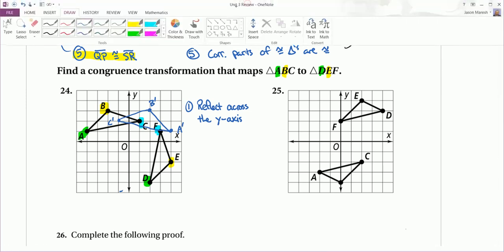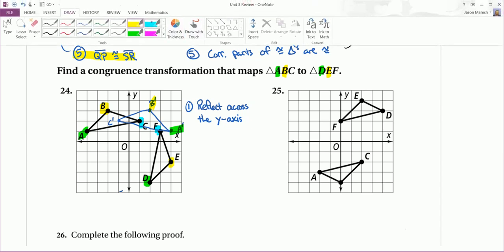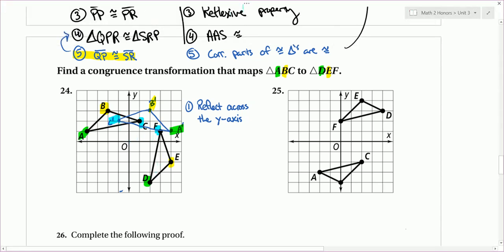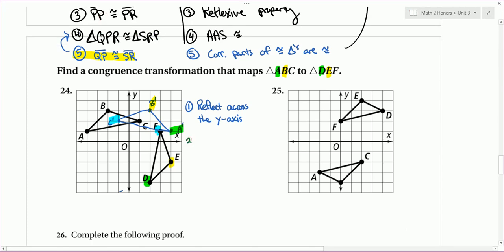Alright, and still I'm going to color, so I want A prime again to end up where D is. I want B prime to end up where E is, and I want C prime to end up where F is. And so I don't have too much color on here, I'm going to erase the original highlights. Okay. So now let's say our next thing here is going to be a rotation. The second step, rotate, and let's go 90 degrees clockwise about the origin.